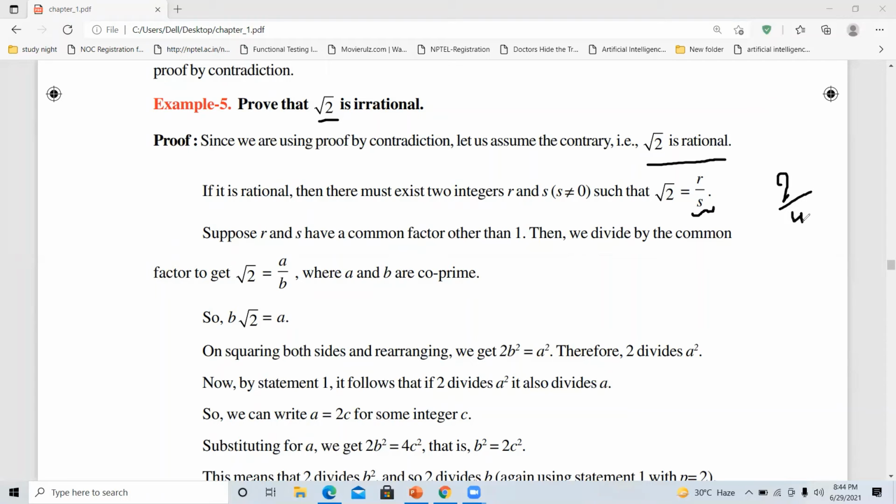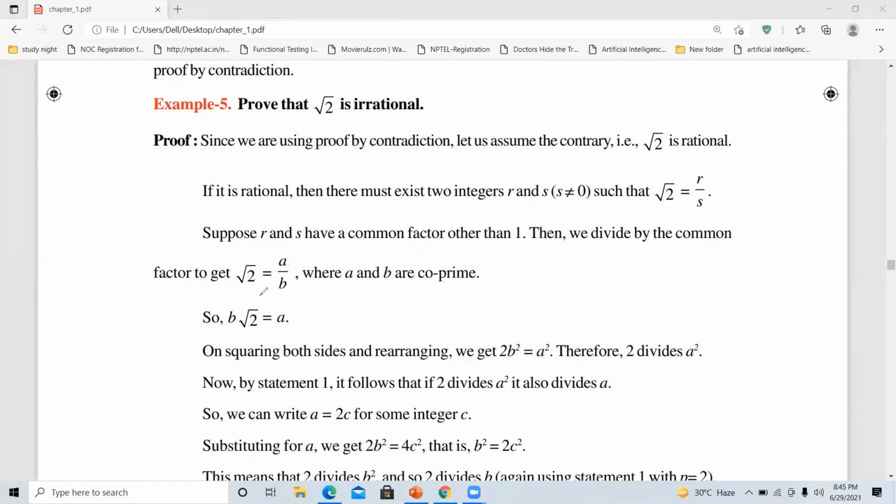For example, if we consider 2 by 4, we can say that 2 ones are 2 and 2 twos are 4. They both have a common factor called 2. Hence 2 and 4 are not coprimes. After dividing both by 2, we get 1 by 2. Here 1 and 2 are coprimes. So after cancelling the common factor, we get coprimes.